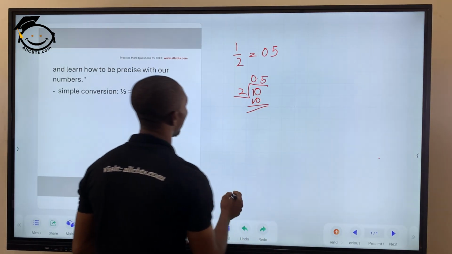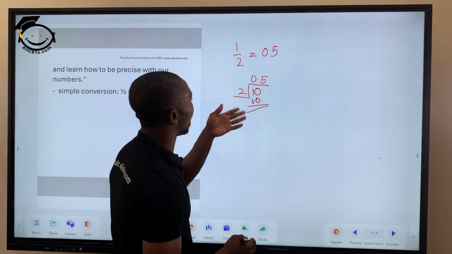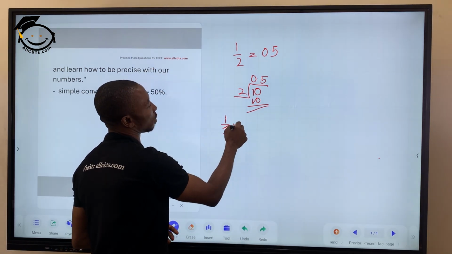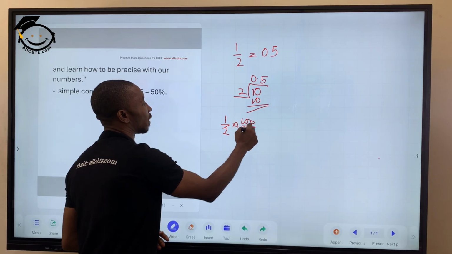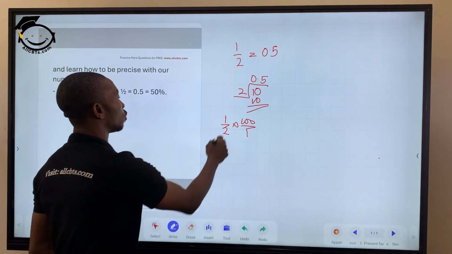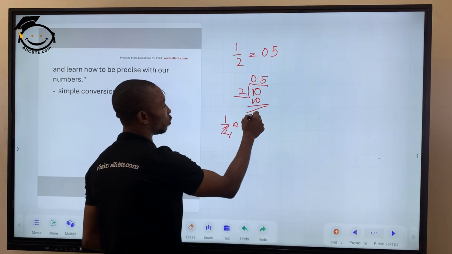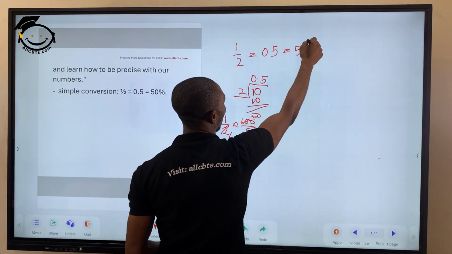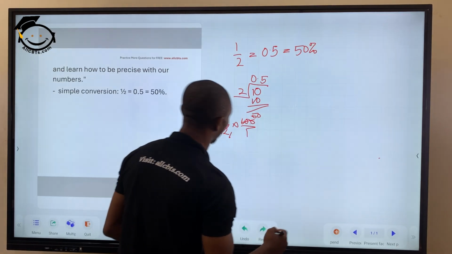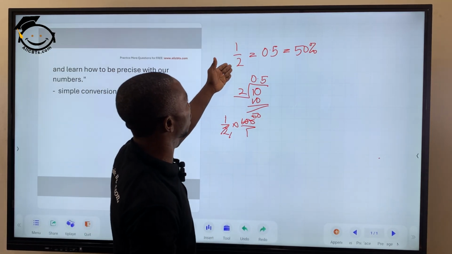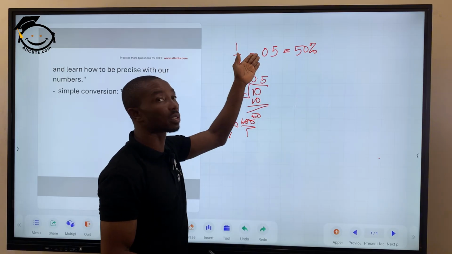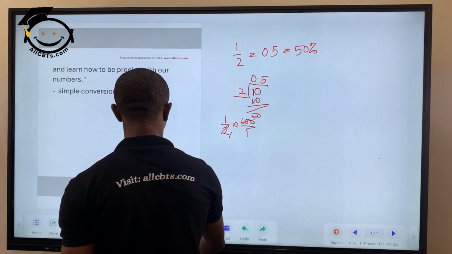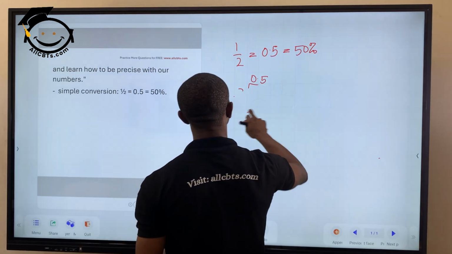0.5. Okay, now, when we talk about this in percentages, we multiply by 100 to convert to percentage. Now, 2 into 100 is 50. So half is something as 50%. Alright, now you can see how we've converted from fractions to decimal fractions and to percentages. So that we'll be looking at more examples.